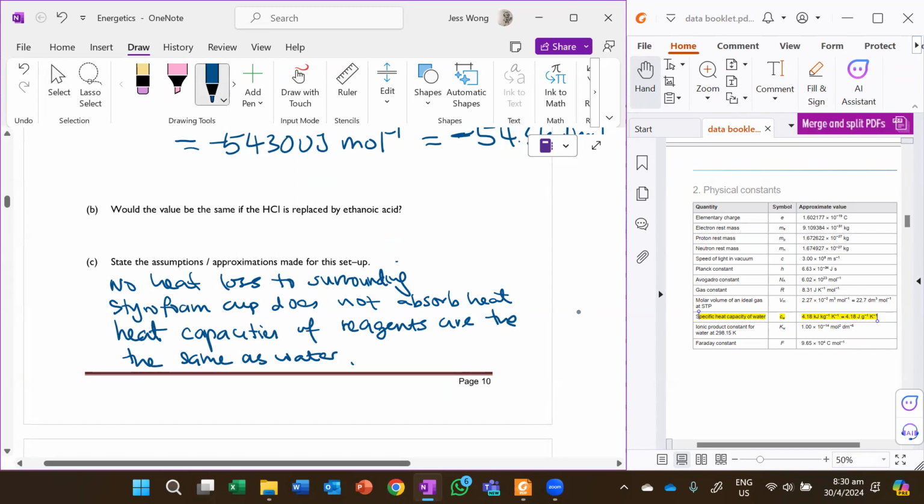Now, what would the value of the enthalpy change be if HCl is replaced by ethanoic acid? You'll find that the value will be less exothermic than 54.3 kilojoules per mole. The reason for the less exothermic enthalpy change is that energy will be absorbed by the weak acid to dissociate fully to form ions.